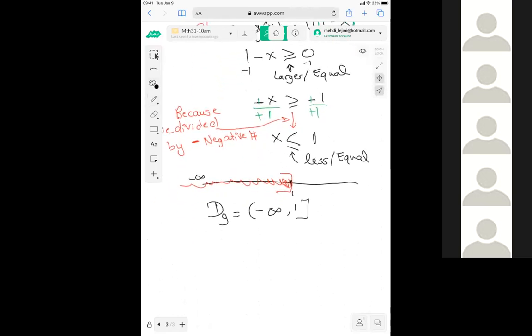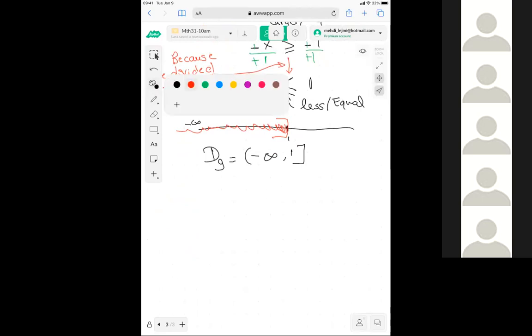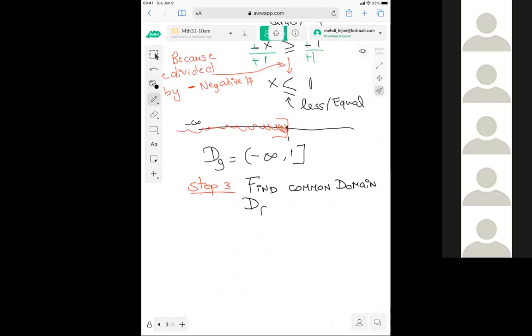We are almost done. Now we can move to step three. In step three, we have to find the intersection domain, or the common domain, right? The domain of F intersected, this reverse capital U means intersection, with the domain of G. So how do you find this common domain? Let me explain with the number line.